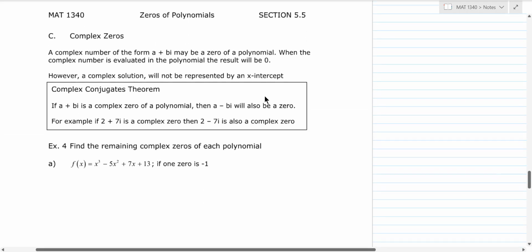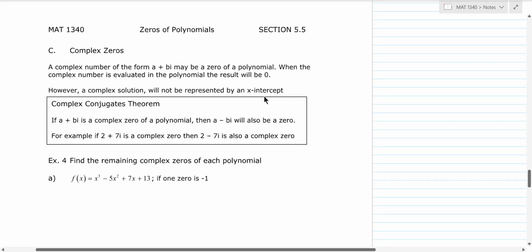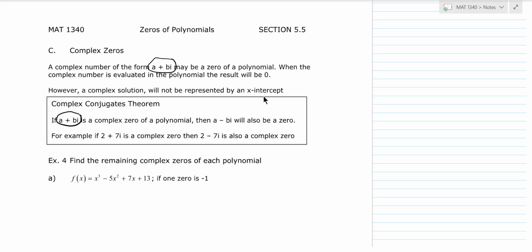So on the next page, we're going to do complex zeros, and you'll see that the ideas are pretty similar to what we did. So a complex number will have a form a plus bi. And one thing I want to mention about this, we have what's called the complex conjugates theorem. What it says is if you know this is a zero, then this one will automatically be a zero. So if you knew that 3 plus 2i was a solution, then so is 3 minus 2i. So they come in pairs. Complex numbers are going to be in pairs when they are zeros of polynomials.